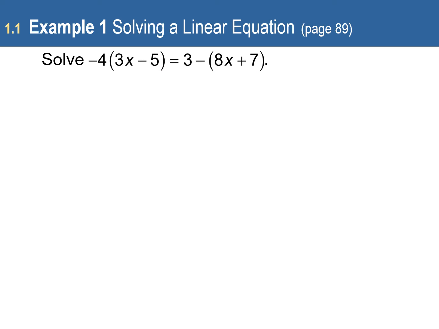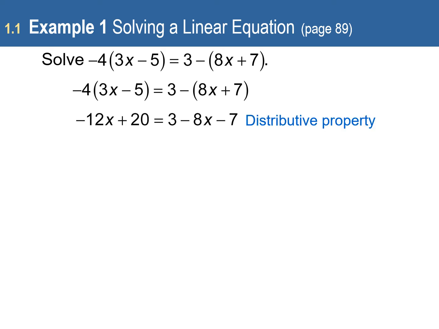So suppose I want you to solve a linear equation. Where do you start? Well, suppose I'm given negative 4 times the quantity 3x minus 5 is equal to 3 minus the quantity 8x plus 7. The first thing you want to do is distribute. You're going to take that negative 4 and distribute it to the 3x and get negative 12x. Take the negative 4, distribute it to the negative 5 and get positive 20.